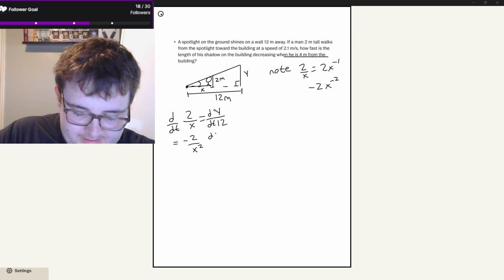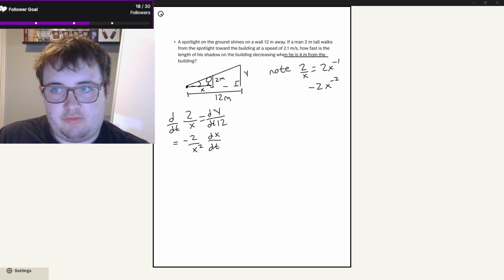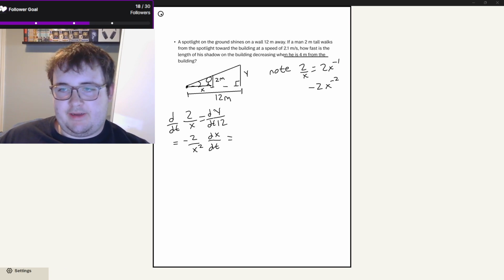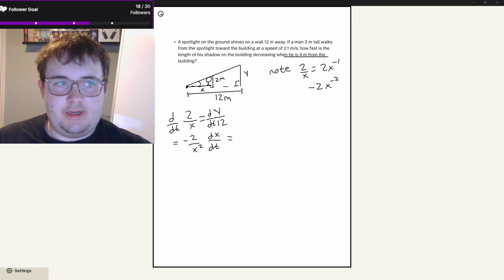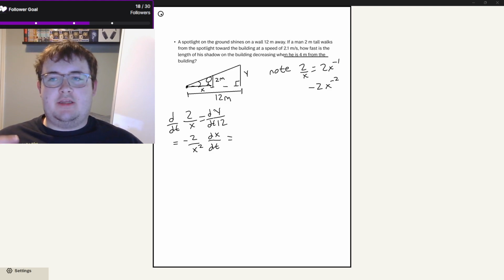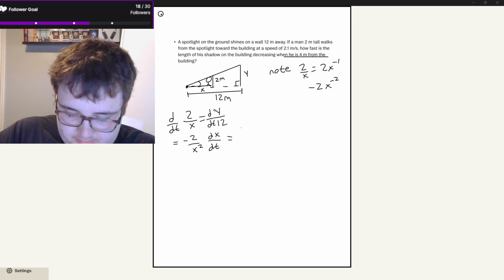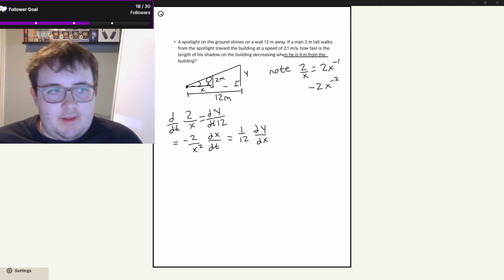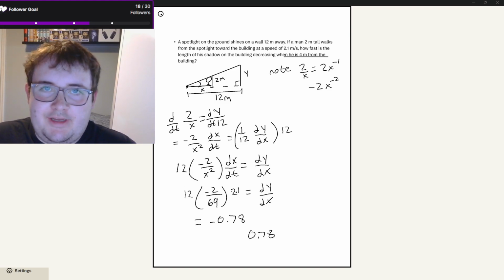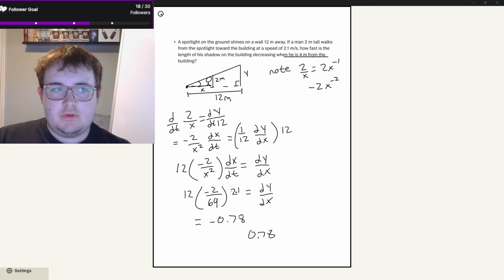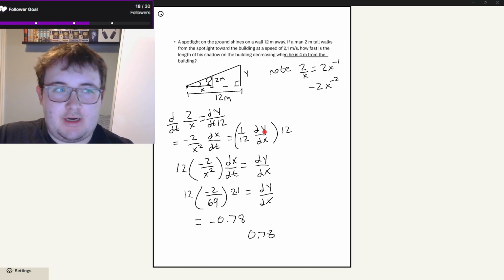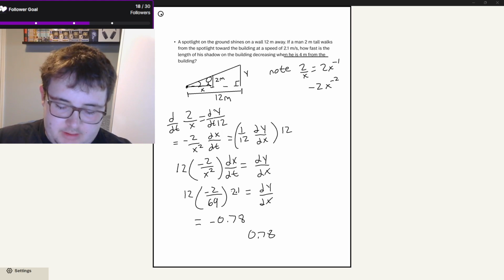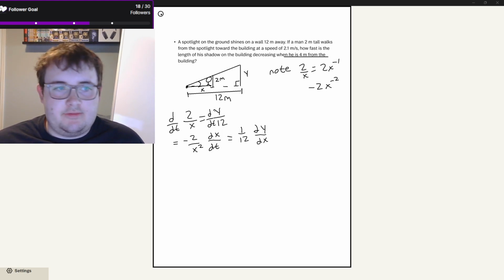We need to multiply by a factor of dx/dt, because by the chain rule that's what we have to do. Over here we have y over 12, so you bring the 1 over 12 to the outside, and then it's just the derivative of y, which is 1. So we're left with 1 over 12 dy/dx. I just wanted to come back into the problem real quick and say, right here, I meant dy over dt. We still get the same answer, but the notation is wrong, so keep that in mind.